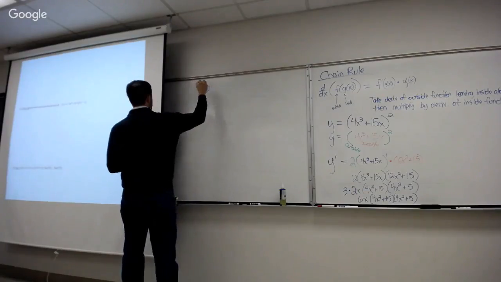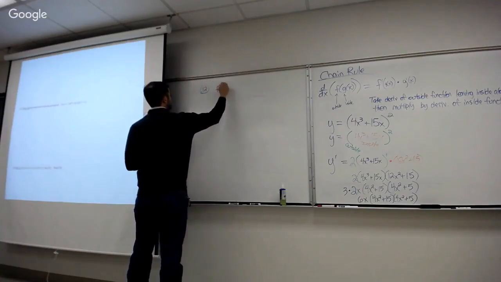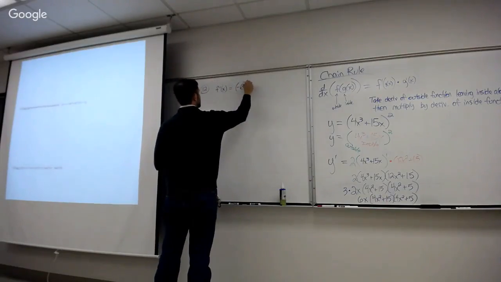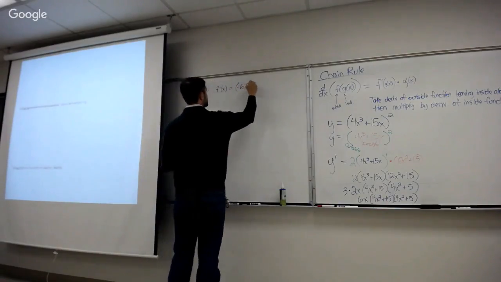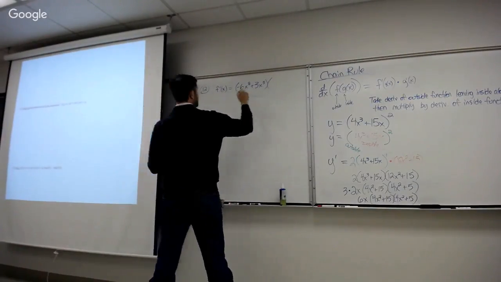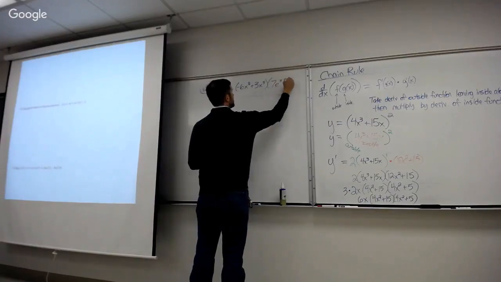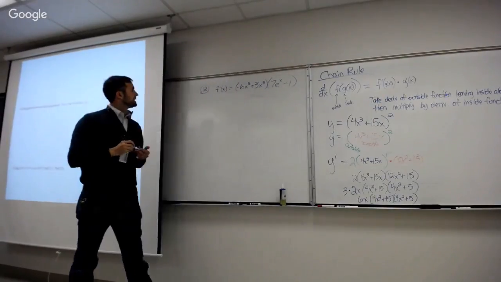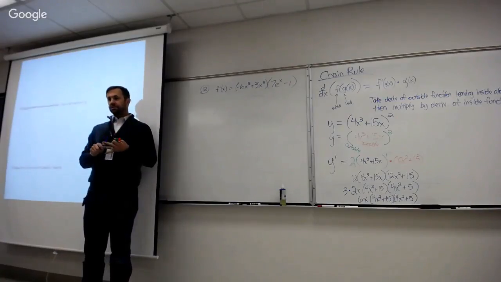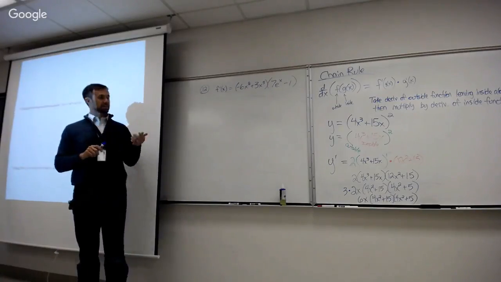So number 12, we have f of x is equal to negative 6x to the 8th plus 3x to the 5th times 7e to the x minus 1. So first of all, which rule are we looking at? Product, quotient, or chain? Product. Yeah, product. We got something times something.